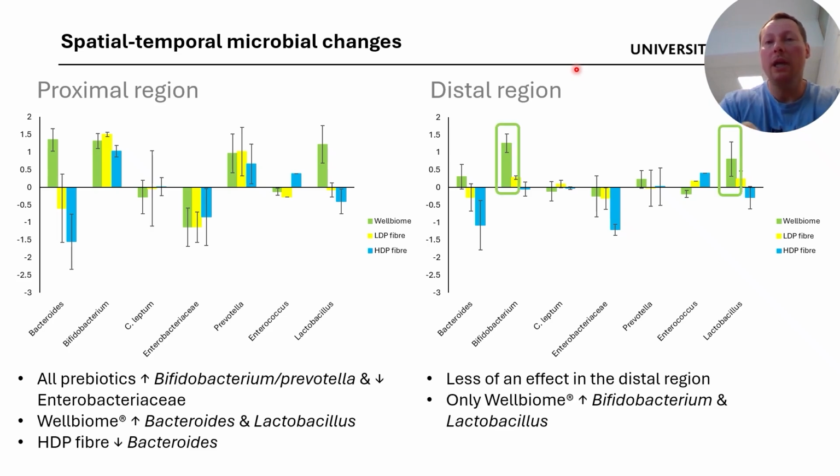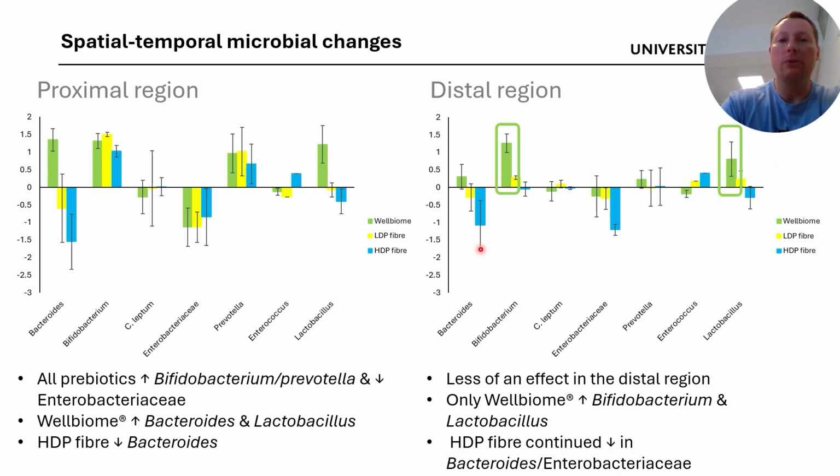So again, breaking down the different prebiotics, we were really encouraged to see that bifidobacteria and lactobacillus were enhanced all the way through the model when given WowBiome, and none of the other control fibers really did this, and so that was quite encouraging. And what was also quite interesting is that when we looked at our high molecular weight fiber, so a very branched chained fiber, we still saw this decrease in Bacteroides and Enterobacteriaceae, so that's quite encouraging.